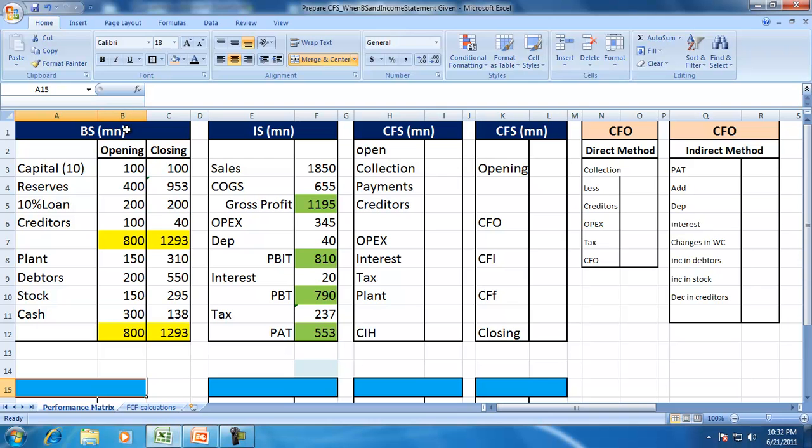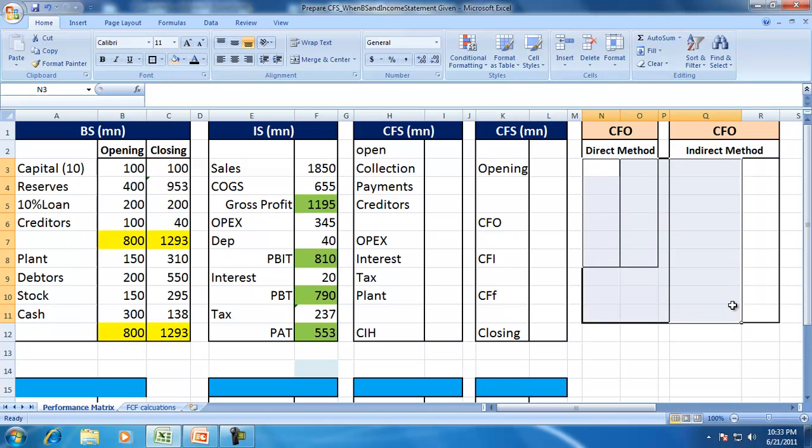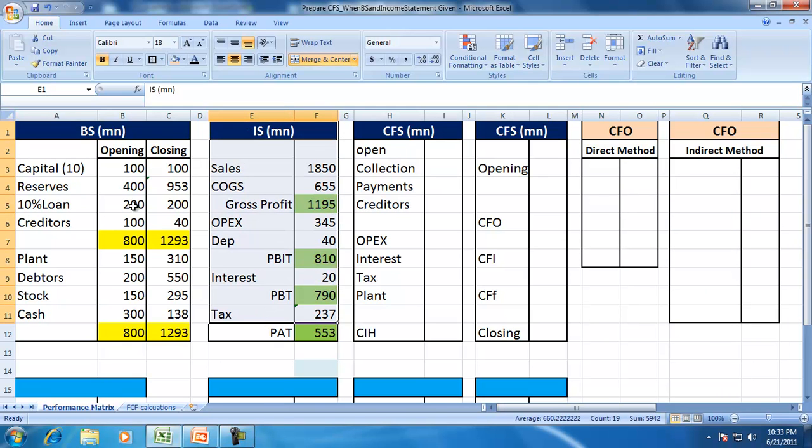If you see here, the opening balance sheet is given, the closing balance sheet is given, the income statement for the period is given, whereas the cash flow statement is not given. For the time being, ignore all these items. I'm removing this. If you want to prepare a cash flow statement, either you can start with the income statement or you can start with the closing balance sheet, and you can see the changes in the form of the cash flows. So in this exercise, let us start with the sales or income statement.